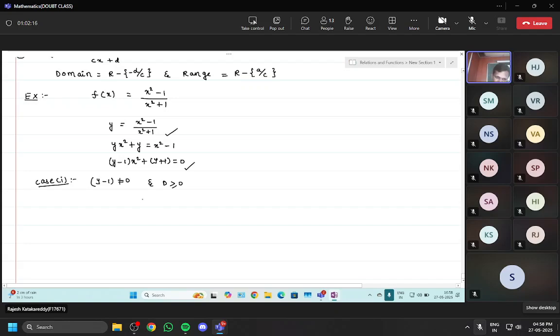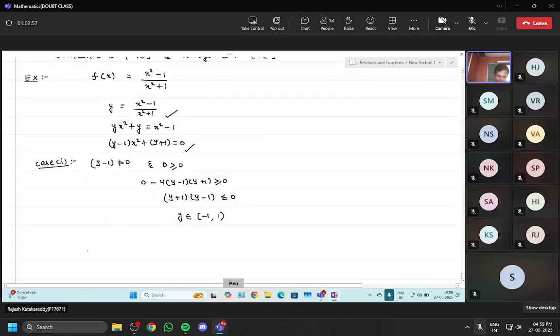Discriminant you see that is 0 minus 4 into y minus 1 into y plus 1 is greater than or equal to 0. Now I get y plus 1 into y minus 1 is less than or equal to 0. Like here directly I am not writing y belongs to closed bracket minus 1 to plus 1. I am writing y belongs to closed bracket minus 1 to 1 open bracket because I assumed this one as a quadratic equation. If y is 1, that cannot be a quadratic equation. Discriminant won't be there if it is not a quadratic equation, right?